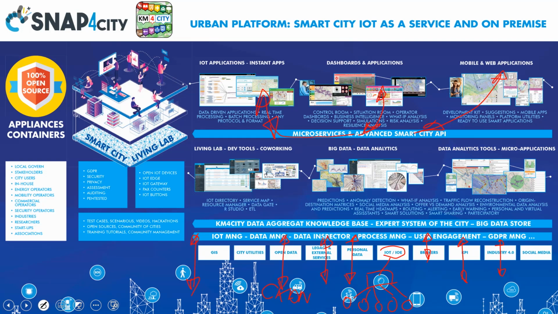You can use the dashboard builder to create your mobile app directly from a dashboard, so web app, instant app, so that you don't need to compile any code or put any code on your mobile to use the dashboard. On the other hand, you can create your mobile and web application exploiting the Smart City API and also micro applications directly from HTML5 and JavaScript that use the Smart City API of Snap4City.